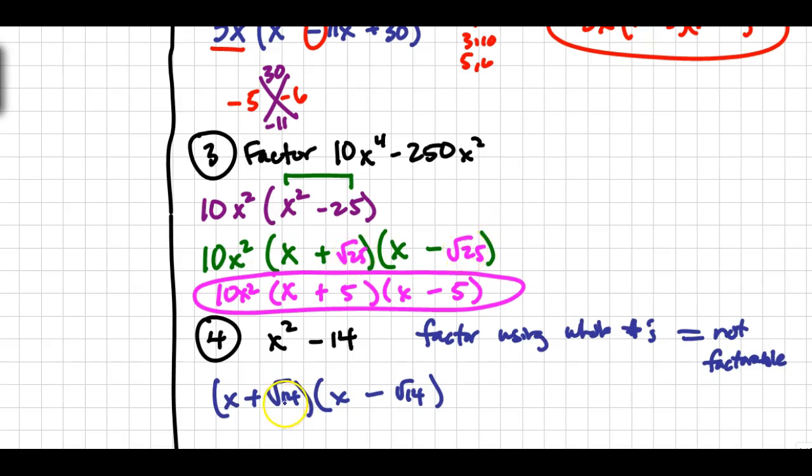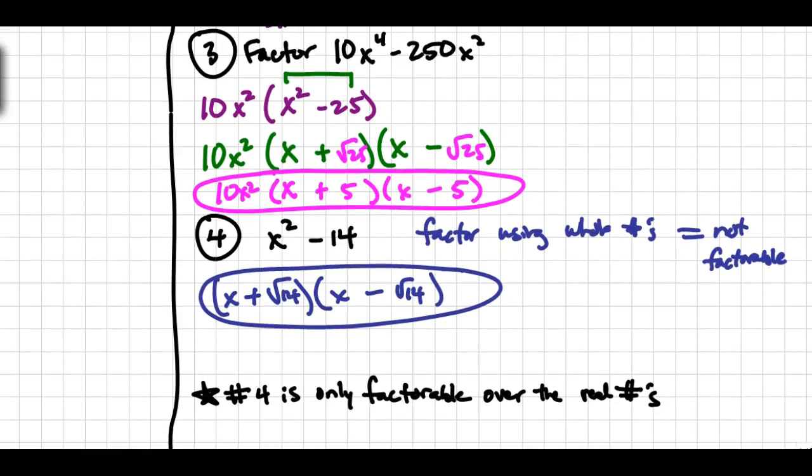The only difference here is I don't know the square root of 14, so I'm just going to leave it that way. So what we would say here on this question is that it's only factorable when you use the real numbers as your options for your numbers. If they say factor using only the whole numbers or only the integers, then you're going to say it's not factorable because there is no number times itself that equals 14. If you're allowed to use real numbers, then you would go ahead and factor it like we did.